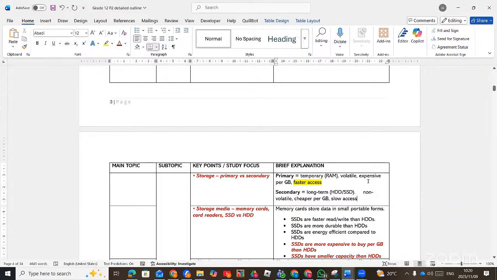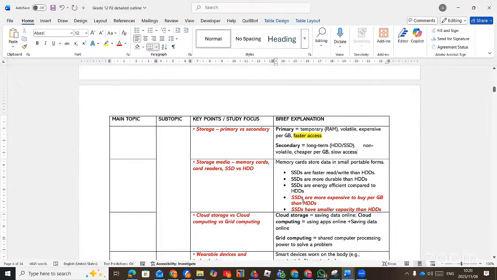They can also ask you to compare SSD over HDD. Now, solid state drive is the modern storage for most of these computers.